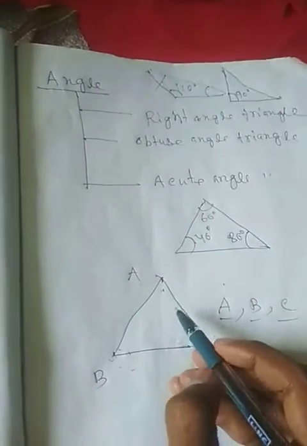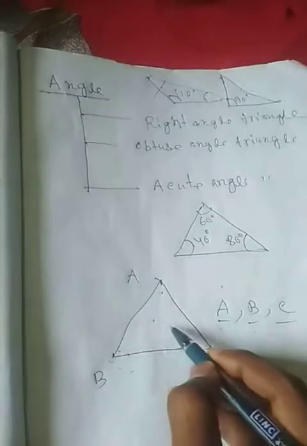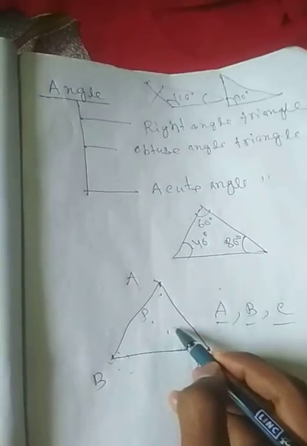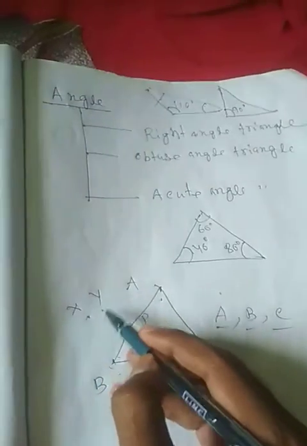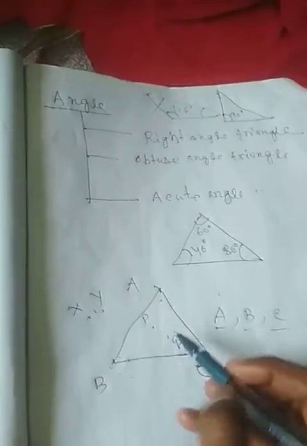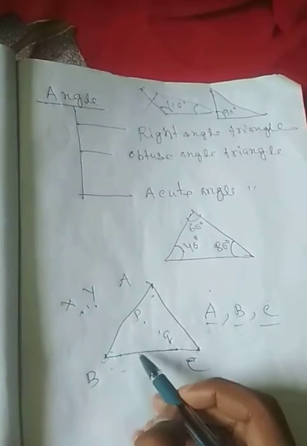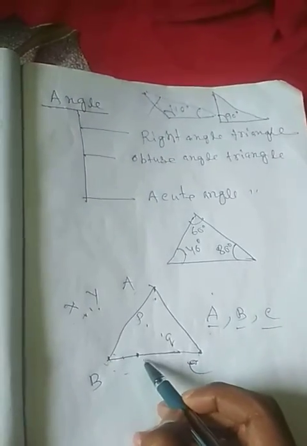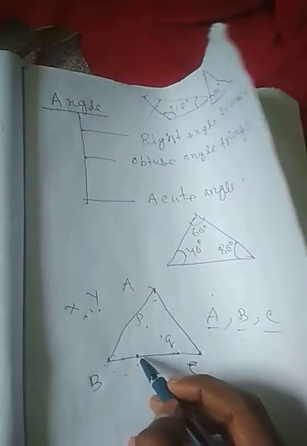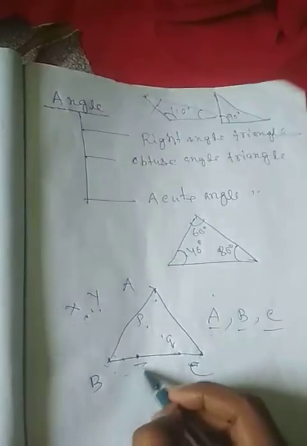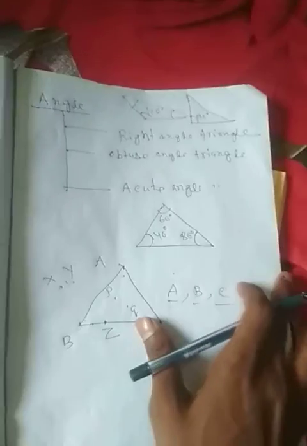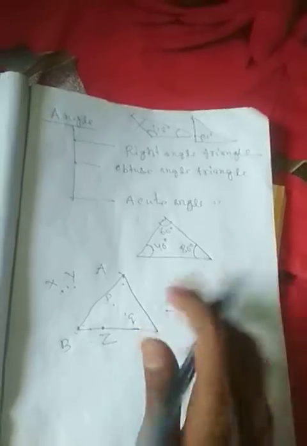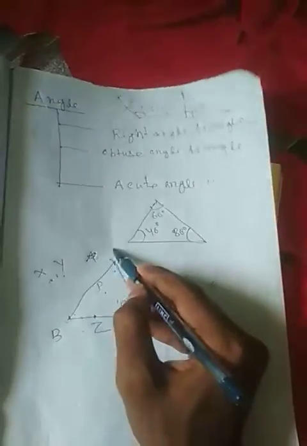Now, interior point of the triangle means a point inside the triangle. Like here, P, Q is in the interior of the triangle. X, Y is in the outside or exterior of the triangle. These points are exterior of the triangle. If a point is lying on the triangle, I am giving the name Z. The Z point is lying on the triangle, PQ is an interior point of the triangle, and XY is an exterior point of the triangle.